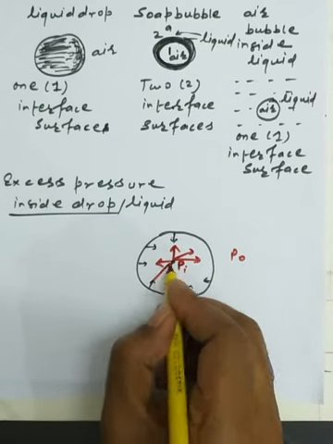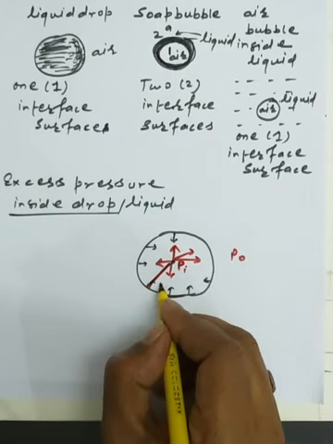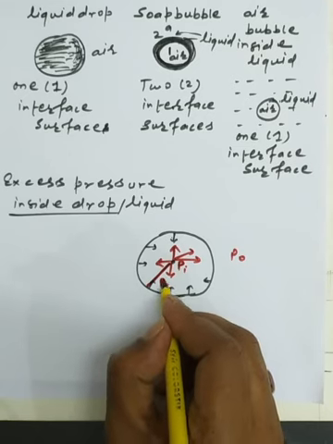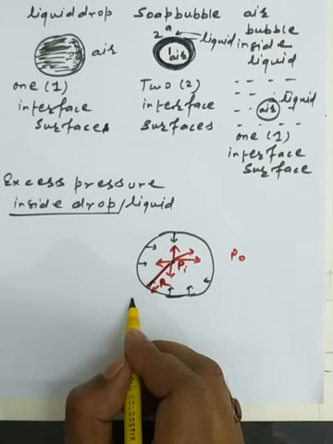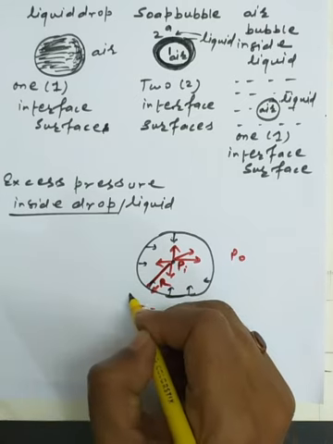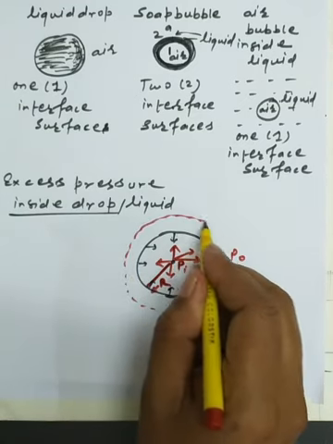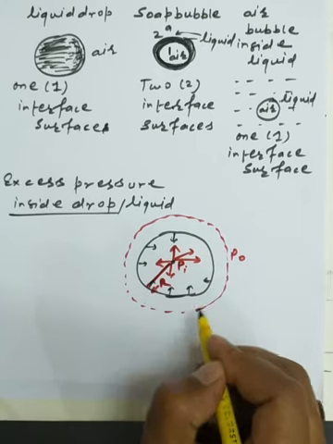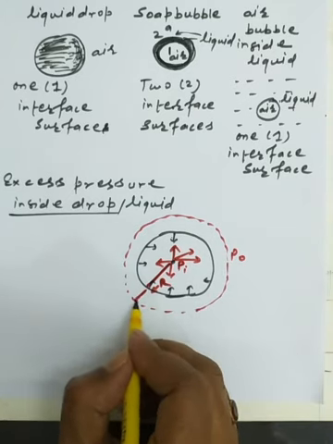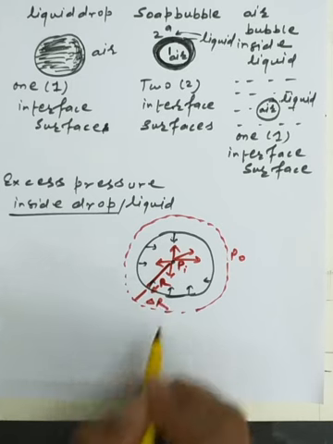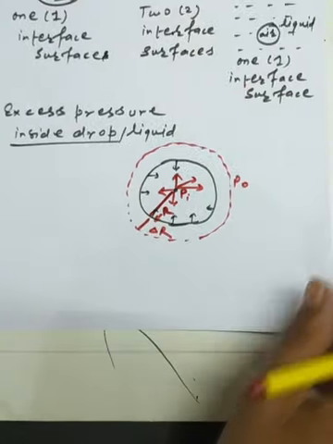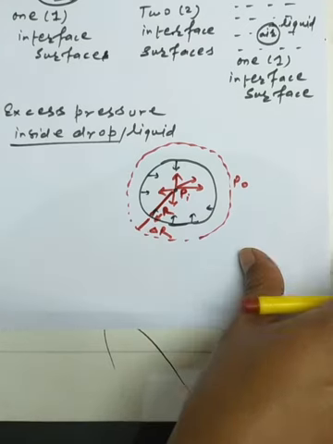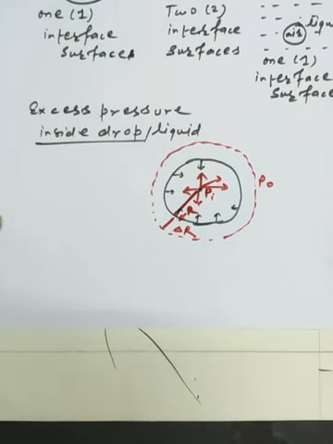So this pressure blows up the drop, and the drop has its radius r. This is the radius of the drop, and it is blown up a little bit outward. So we can say the radius r is extended by a small amount delta r. So there is a little change in the area. Here we are calculating the increase in area.